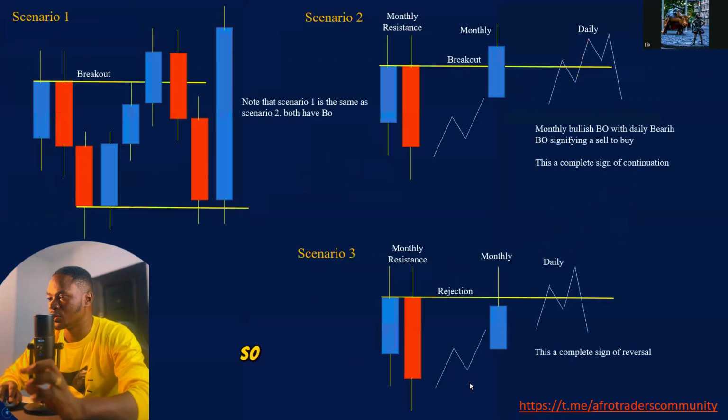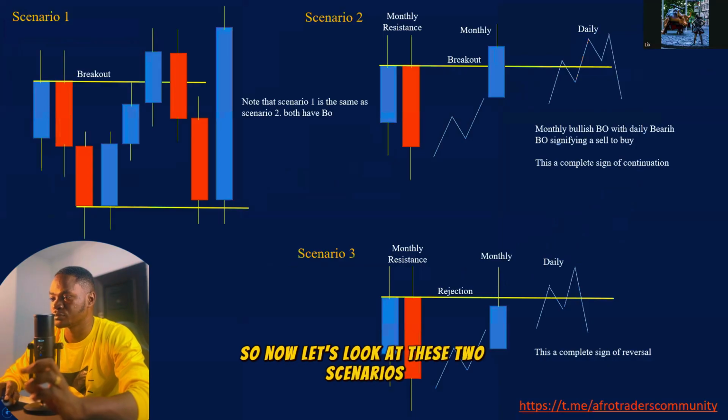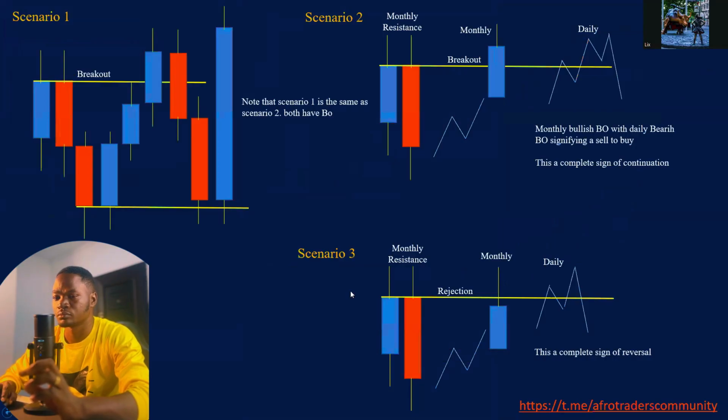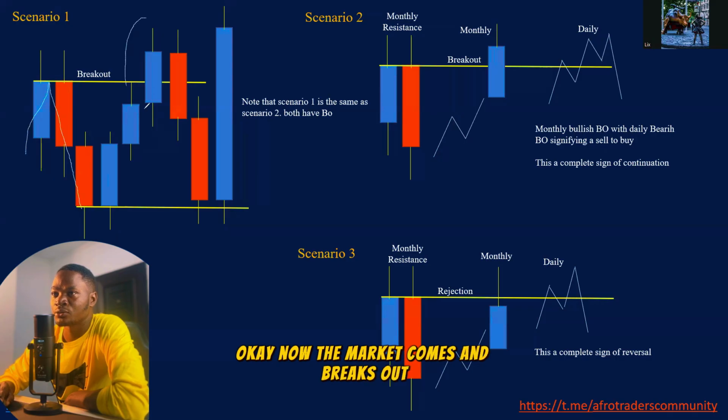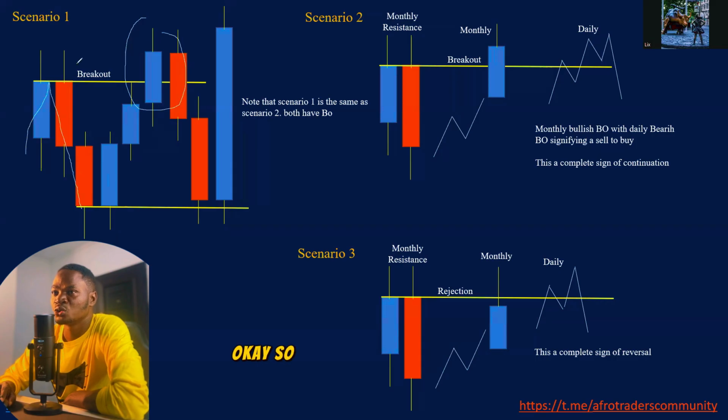Okay, so now let's look at these 2 scenarios. In this scenario here, we have the market creating a resistance. Now the market comes and breaks out. So you see a breakout, we have closed above that resistance. So what is the meaning of a breakout? A breakout signifies what?